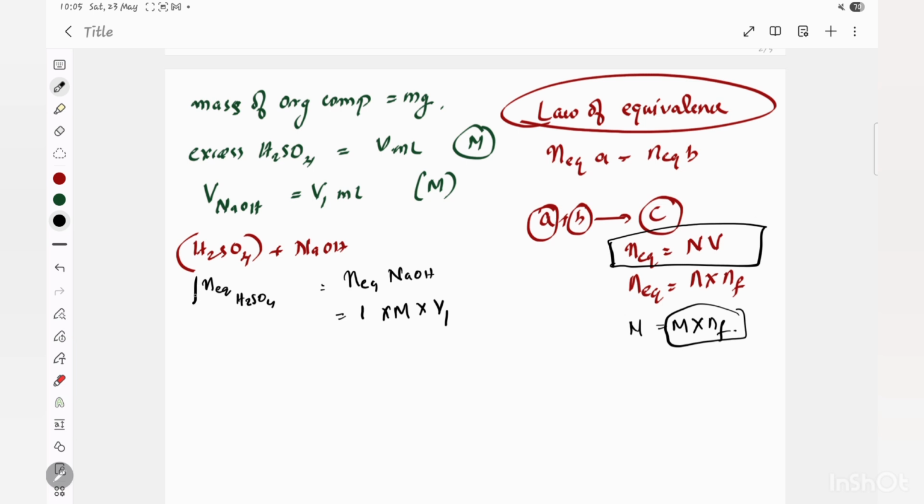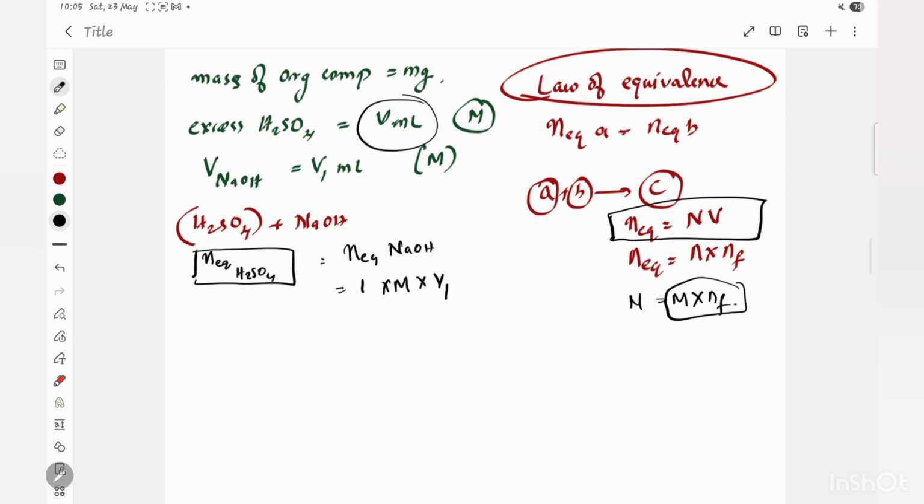Now N equivalent of H2SO4. What is the volume of H2SO4 used? We have to find that out. Excess is V, sorry, altogether we took V, but reacted is not V. So we have to find it out. Take it as x. I am going to find the reacted H2SO4. Let the reacted H2SO4 be x mL.